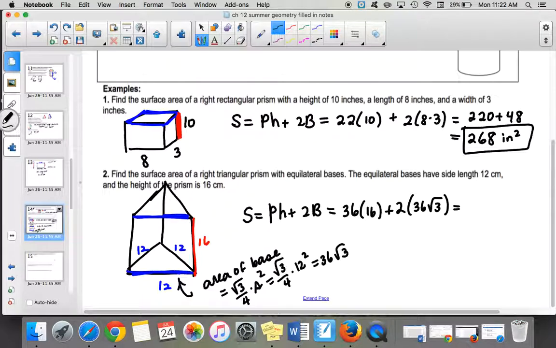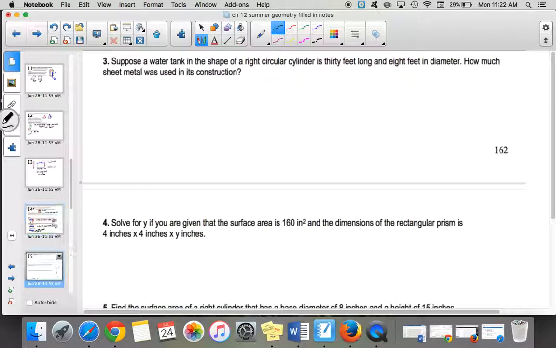So 36 times 16 is 576, added to 72 root 3 would be our answer. And again, our units would be centimeters squared. So that would be the exact answer. And so Math Excel might say round to the nearest tenth, hundredth, thousandths, whatever. Okay, this is making sense so far?